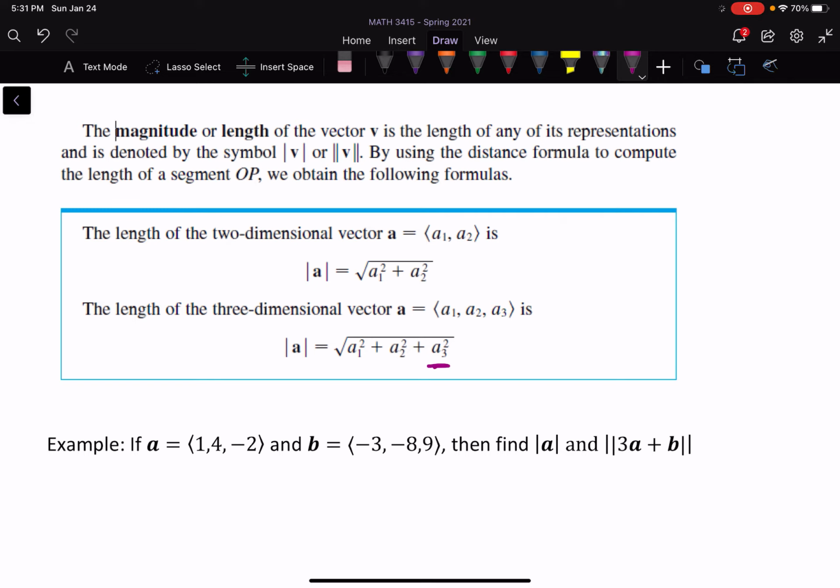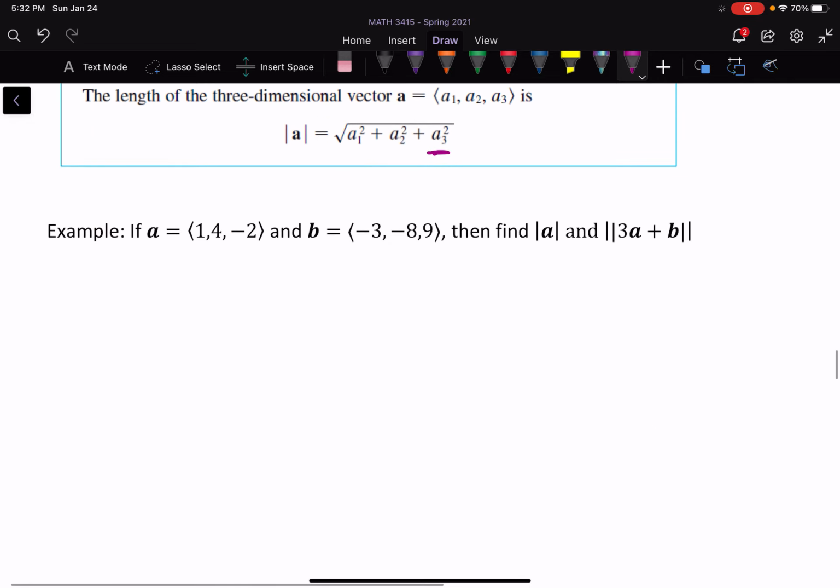We add them up and we put a square root over the top. All right. So we have these two vectors. Let's find first the magnitude of a, and then the magnitude of 3a plus b.